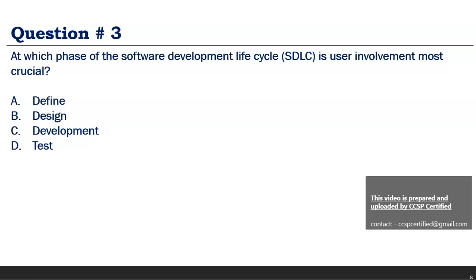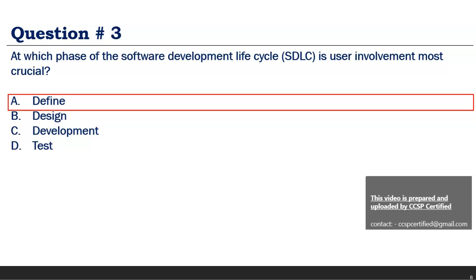At which phase of the SDLC is user involvement most crucial? User involvement definitely happens in the testing phase, or the secure operations phase also. In the development phase also, some inputs are given. But the phase where user input is most important is define. When you define the user requirements, their inputs are most important, because if they properly define the requirement, the code or software is developed accordingly. So the define phase is very important, where the involvement of the user or stakeholders is key.